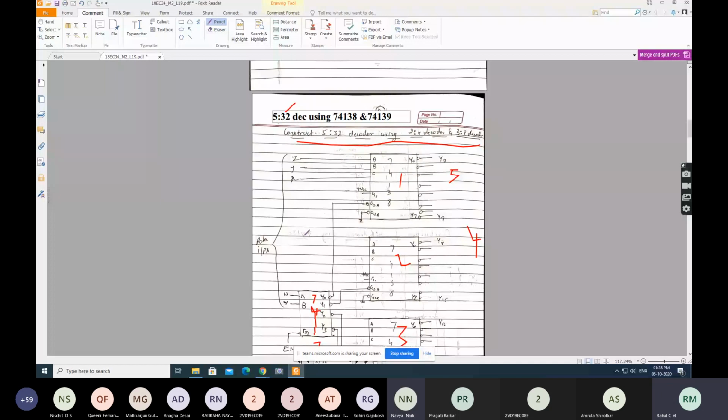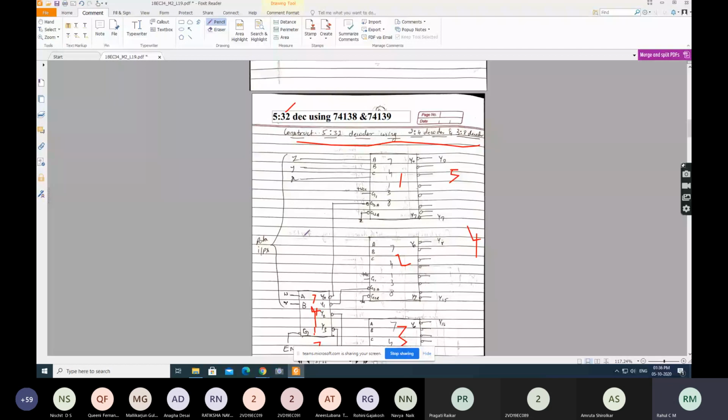In decoders, I am speaking. The output pin is 32. What will be the number of input pins? 5. Why? 2 raised to n. The output of a decoder is 2 raised to n, whereas the input is only n. You understand? The input is only n.